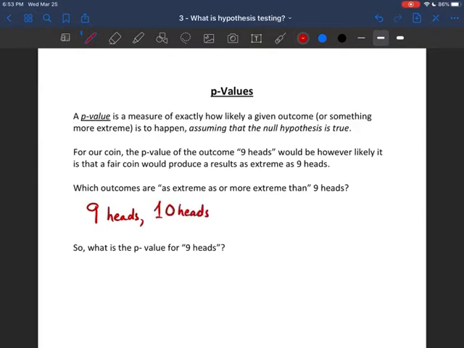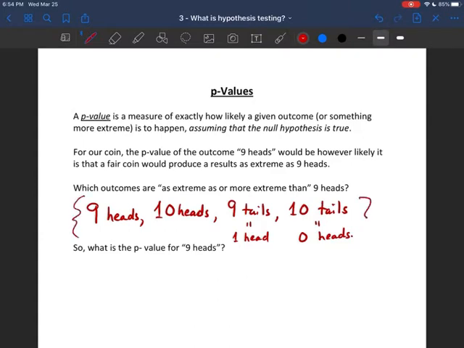And more extreme than that would be 10 heads. But it's equally extreme to get 9 tails if you have an unbiased coin, because heads and tails are equally likely. So 9 tails is just as extreme as 9 heads. It's just as far from the expected value of 5. And similarly, 10 tails is also just as extreme. So 9 tails is equal to 1 head, and 10 tails is equal to 0 heads.